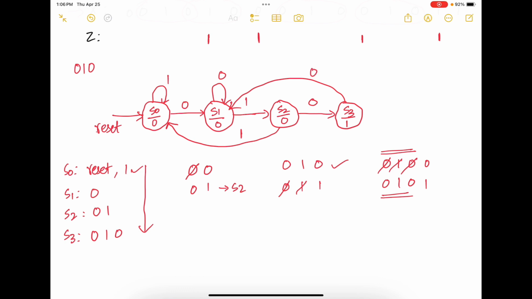And if you get a 1, let's see what happens. Is there a state with 0, 1, 0, 1? No. Is there a state with 1, 0, 1? No. Is there a state with 0, 1? Yes, which is S2. So from S3, if you get a 1, you move to S2. So now our FSM is complete with all the transitions labeled. This is how you can build a Moore FSM where overlapping sequences are allowed. And we are detecting the sequence 0, 1, 0.